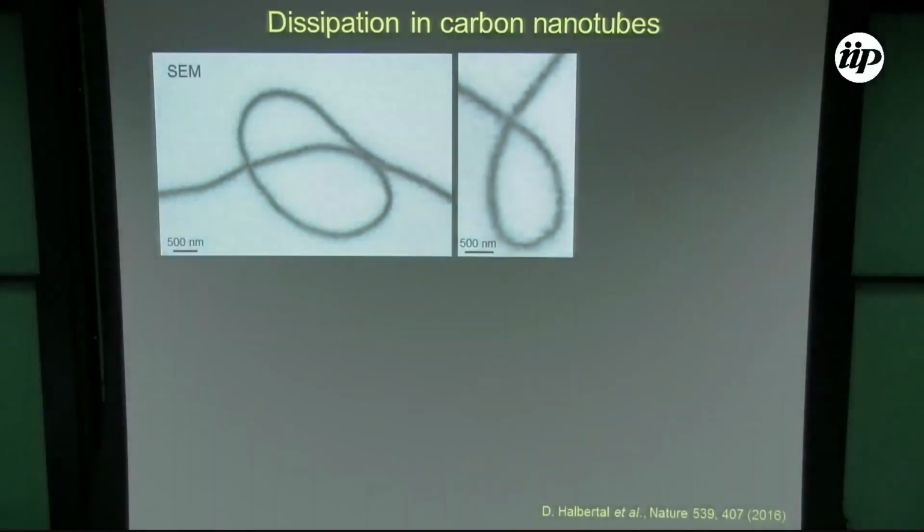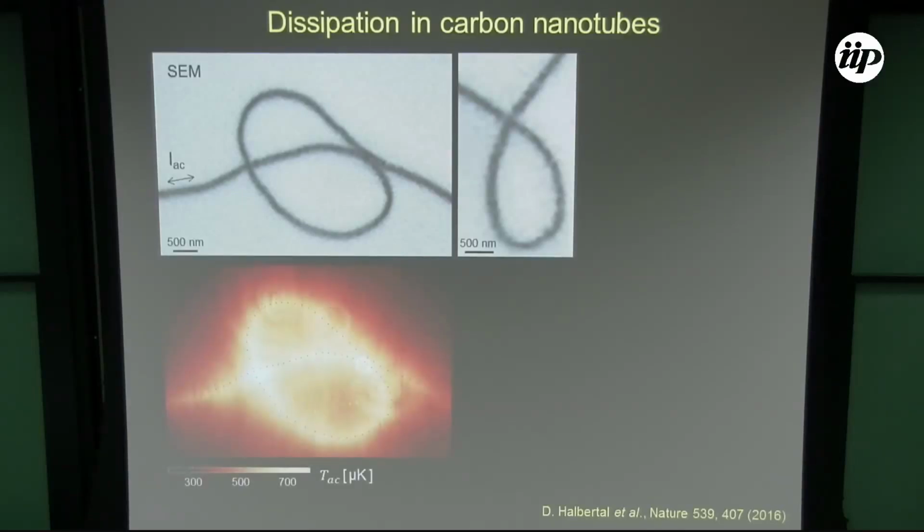So now, I'll show you the second example, a carbon nanotube. Here we have a carbon nanotube that was wound in such a loop, and here's another carbon nanotube that was in this loop. Now we drive an AC current of just a few nanoamps. It should dissipate. It should heat up the nanotube. And this is how it looks.